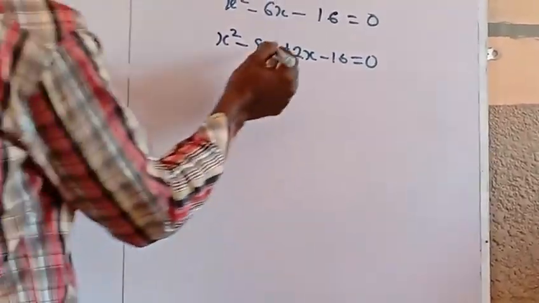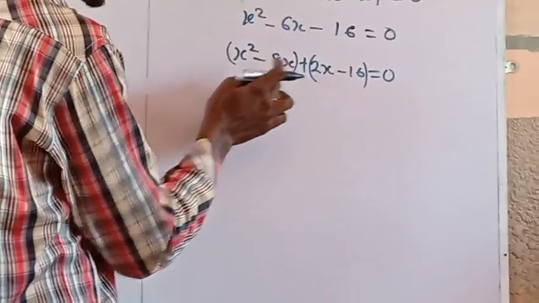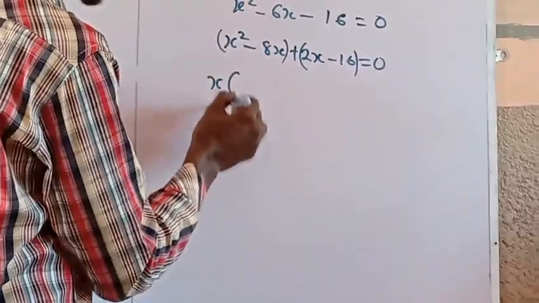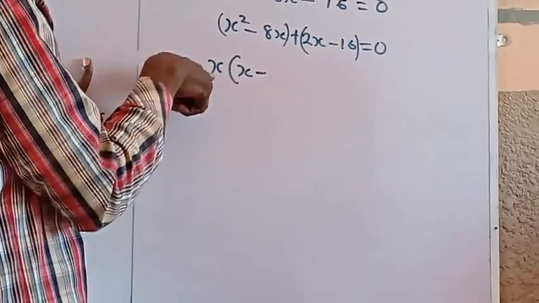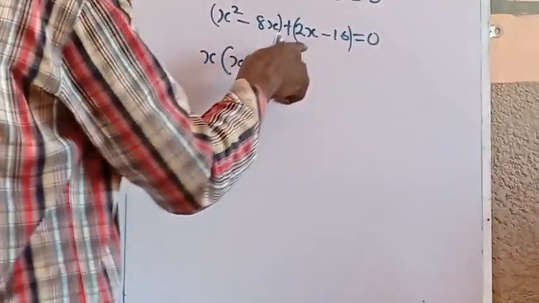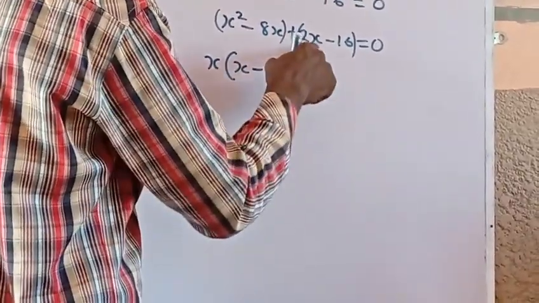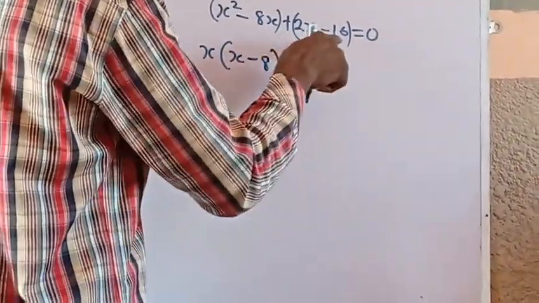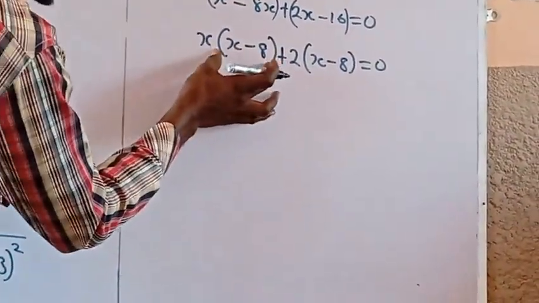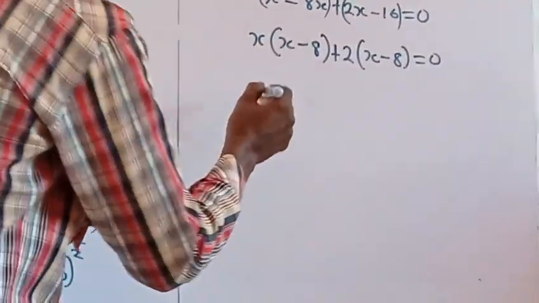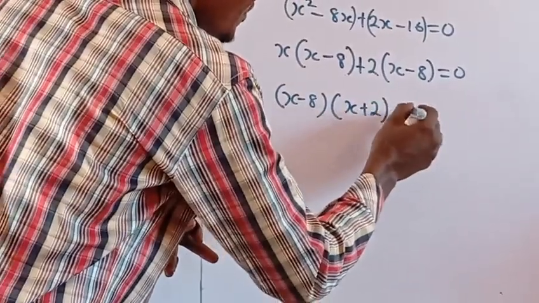Now we can simplify this further by grouping. When you group these terms, you can take out the common factor. In x squared minus 8x, what is common to both is x. So we have x times (x minus 8). Now for the other group, 2 is a common factor that goes into 2x and 16. So we have plus 2 times (x minus 8), all equal to 0. Now (x minus 8) is a common factor, so taking it out, we have (x minus 8) times (x plus 2), all equal to 0.